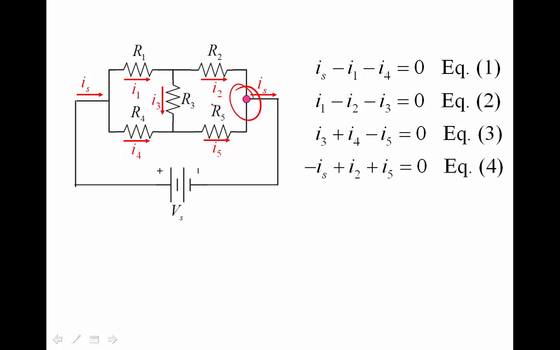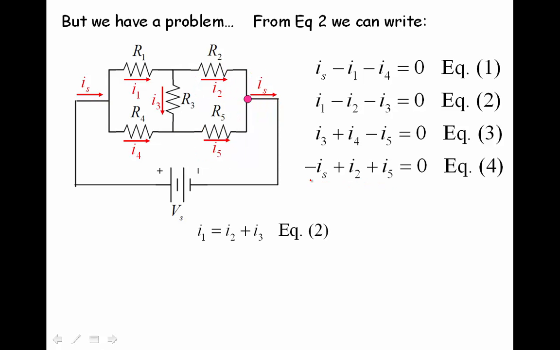And for our fourth junction, we had 4 junctions in this circuit: 1, 2, 3, 4. A junction is any place where 2 or more wires come together. And at this one, we've got I2 and I5 coming in, so they're both positive, and IS is going out, so that's negative. So it looks like we've got 4 equations out of the 6 that we need.